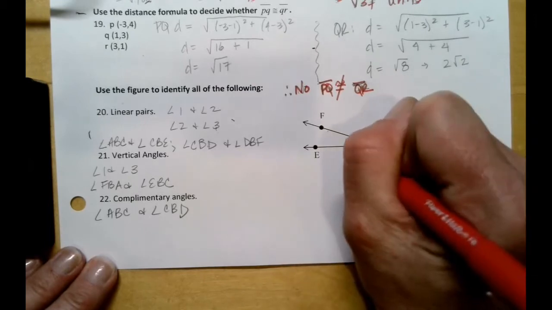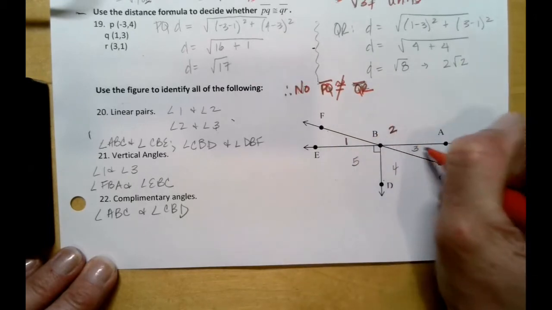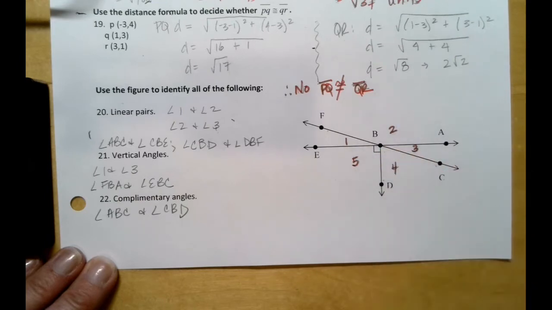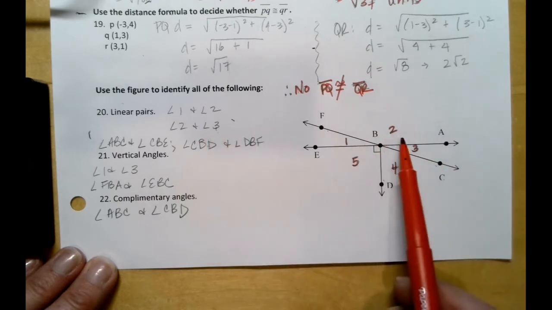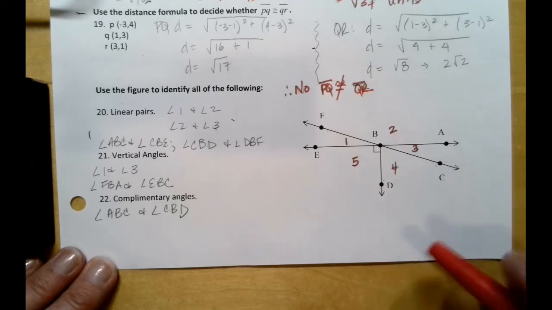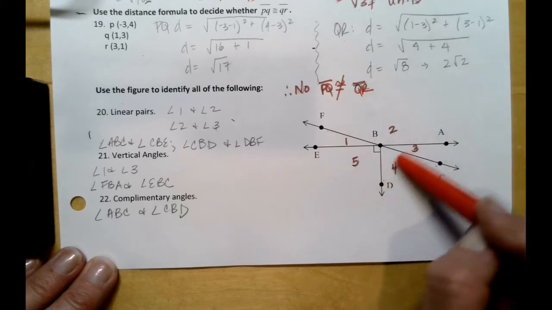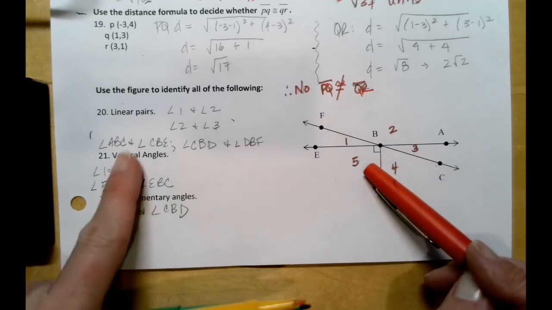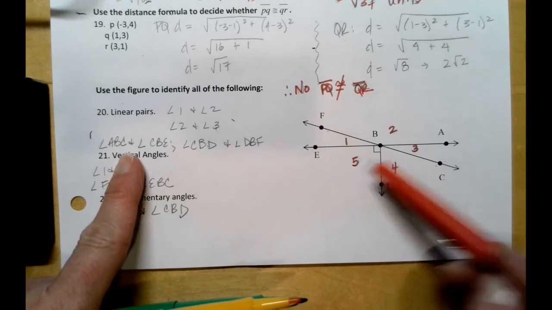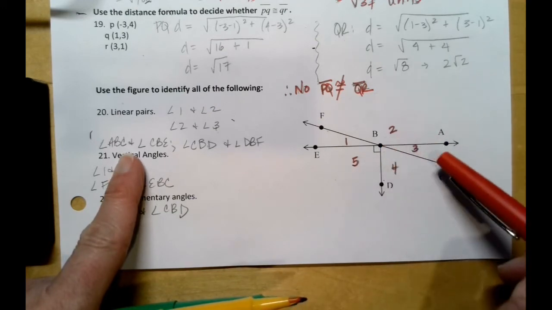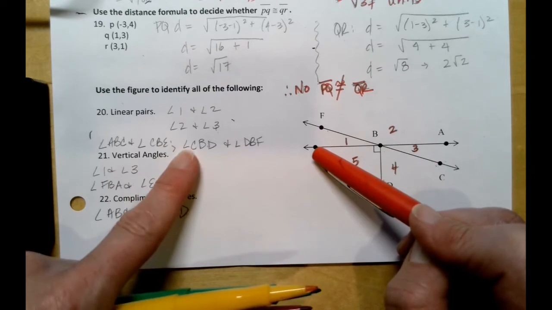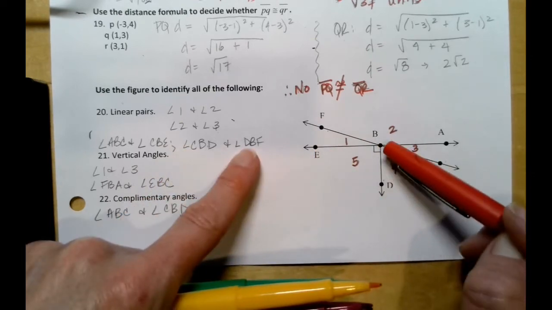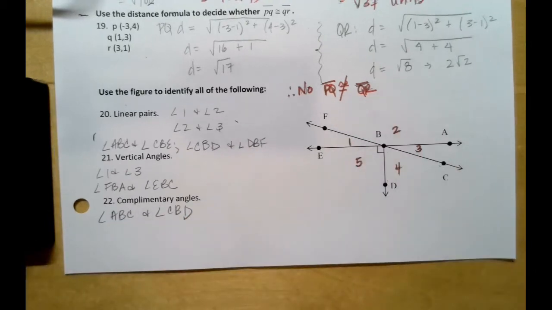And I can kind of cheat sometimes when I talk about naming my angles. If I can, it makes it kind of easier. So linear pairs, 1 and 2 are a linear pair, 2 and 3 are a linear pair. I can't talk about this being linear pairs because 3 and 4 are not, 3 and 5 are not. So I have to go back to make sure I know how to name my angles. Angle ABC and angle CBE are linear pairs. CBD and DBF are linear pairs.